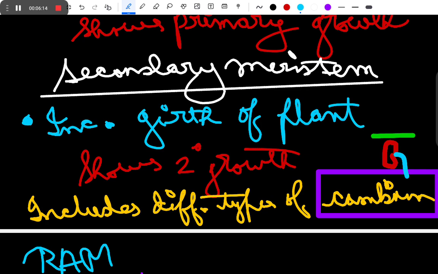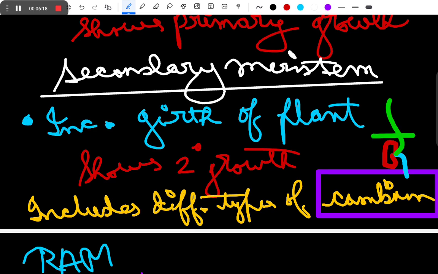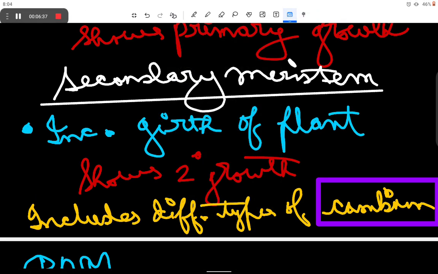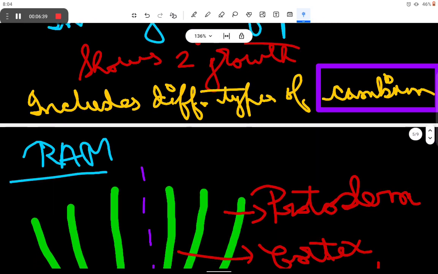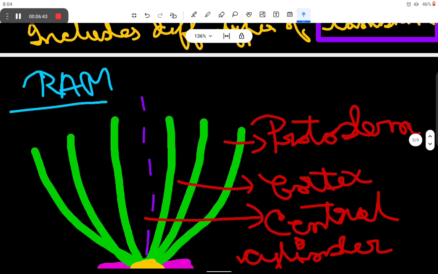The root occurs, like that, and the shoot occurs like that, grows vertically. At the first stage, is the shoot becoming thick and turning into a woody stem? No. Hence, the increase in length is the primary growth. Okay. Moving on. See, and secondary meristem contains different types of cambium.